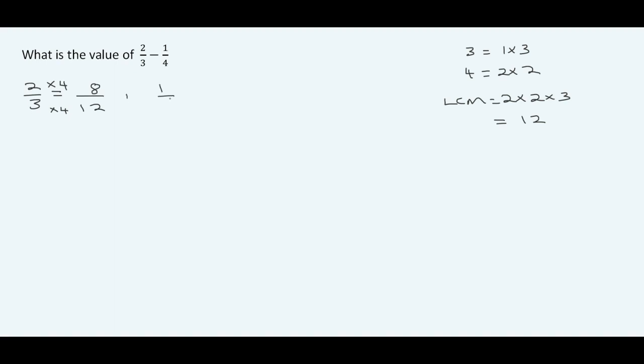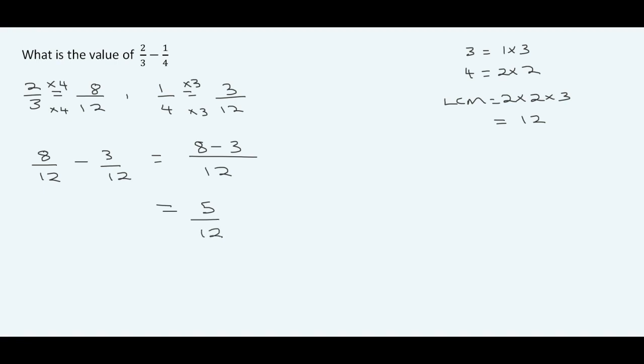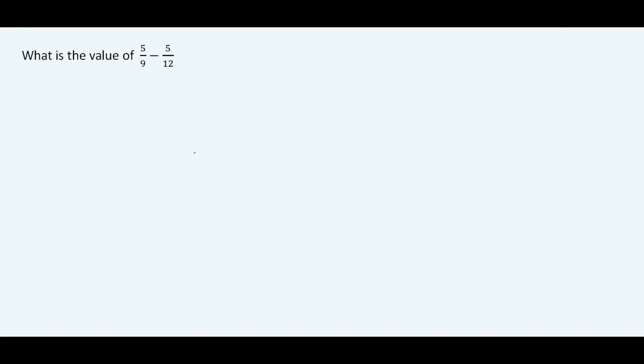And then 1 over 4, we need to write it as a new fraction with a denominator of 12. 4 we multiply by 3 to get 12. So 1 we have to multiply by 3 to get 3. Okay, so our new fractions will be 8 over 12 minus 3 over 12. We keep the denominator the same, and then we can subtract the numerators. 8 minus 3 is 5, and then our denominator is 12.